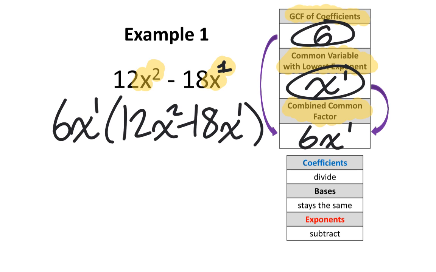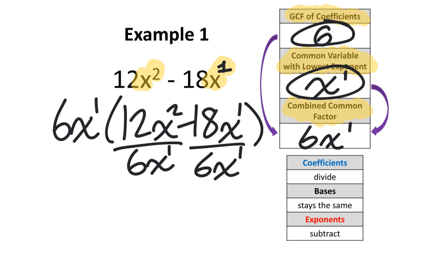I'm now going to divide everything inside the brackets by the combined common factor, which was 6x^1. The 6x^1 in front of the brackets is going to stay exactly the same. At this point, you want to use the quotient rule.